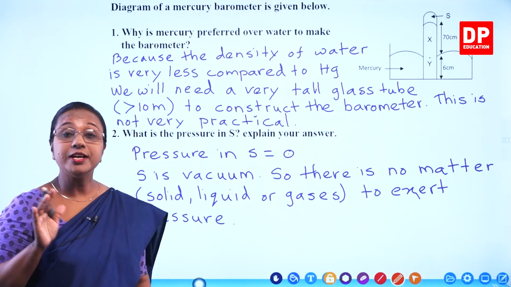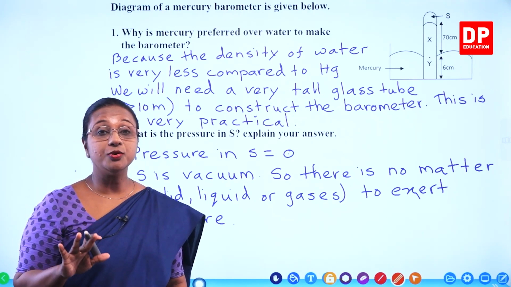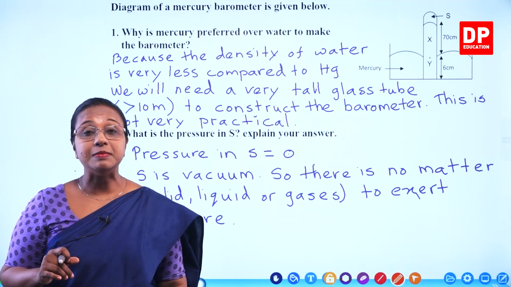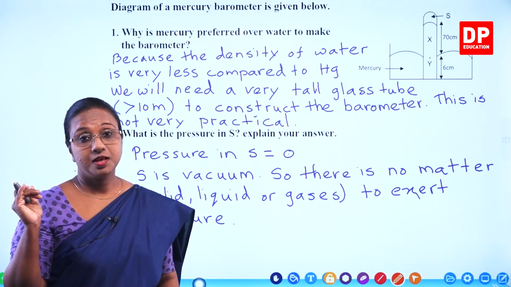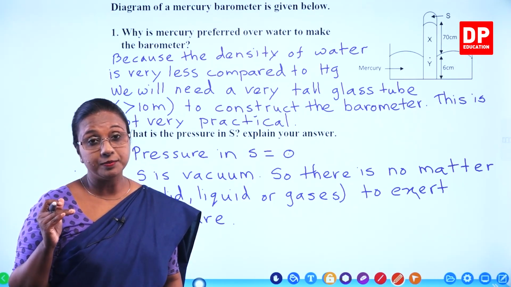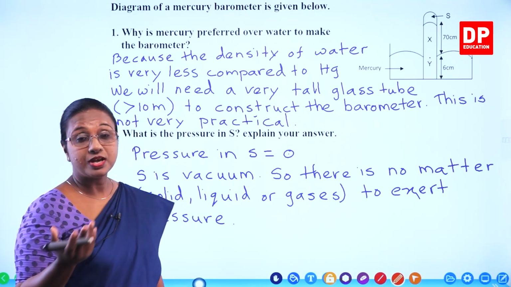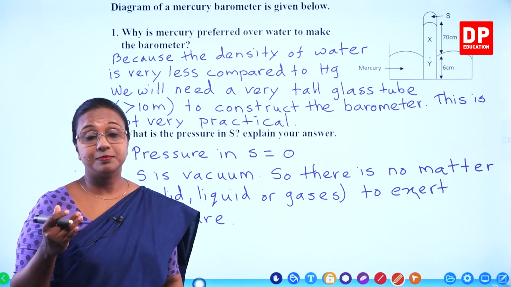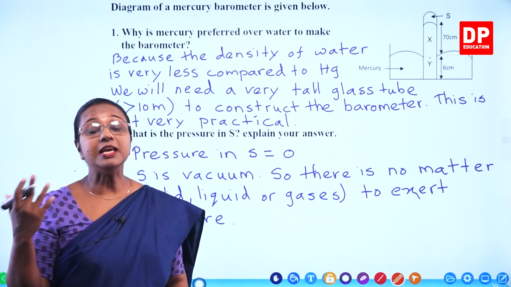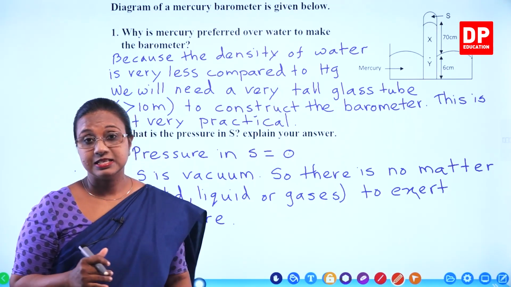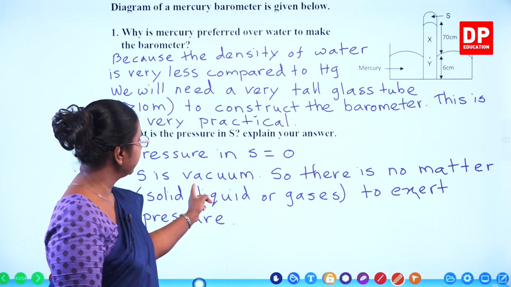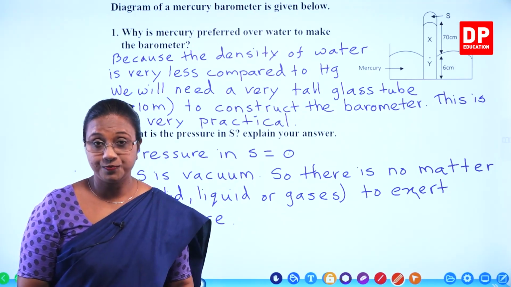And as we have already discussed in another question, you all know it should be vacuum. Then only the mercury column will be there. Otherwise, we will not get the correct reading for the mercury column. Because if there is air or something else, that will also exert a pressure that can push the mercury column down. So the height will be different from the real height. So that is the reason it has to be a vacuum, and because of that the pressure exerted is 0.